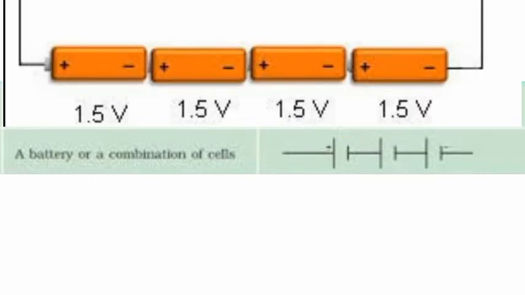Battery means a combination of two or more cells. The combination of two or more cells is defined as a battery. That is represented in this way.